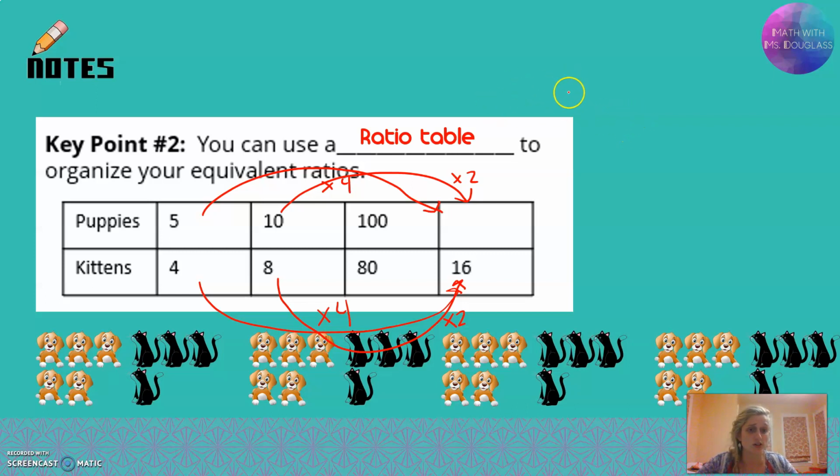You can just draw yourself a little chart like this, or it could go this way. Doesn't really matter so long as you're labeling your 2 quantities and you're making sure that the numbers match the labels. Like, you don't want to accidentally say you have 5 kittens and 4 puppies. That's not the ratio. So make sure that your labels match your units, your numbers.